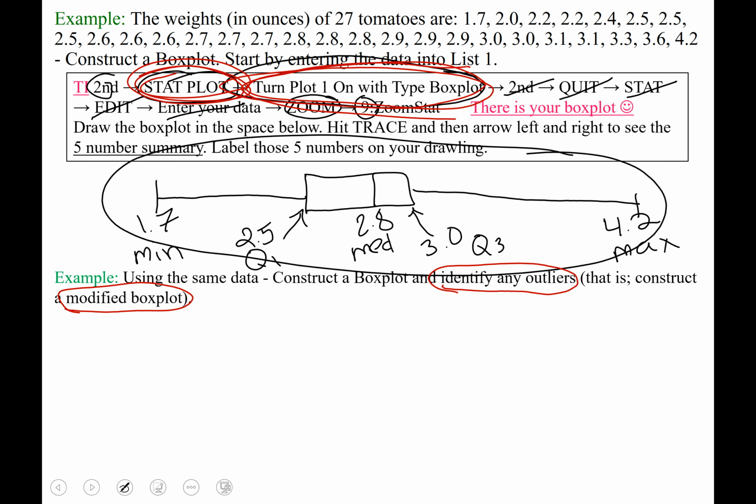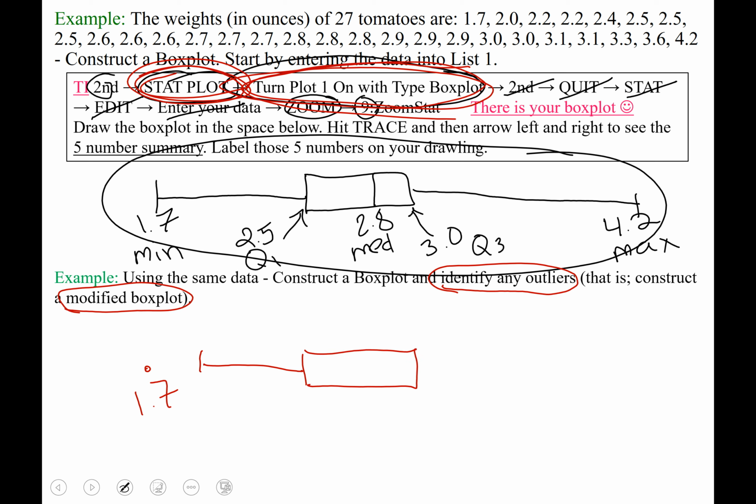All right, so I have my box plot. Turns out that our minimum is an outlier. So 1.7 is now a dot. I've got to hit trace because I want to see what that next number is. Trace. This now starts at the number 2. Whisker, start of the box.